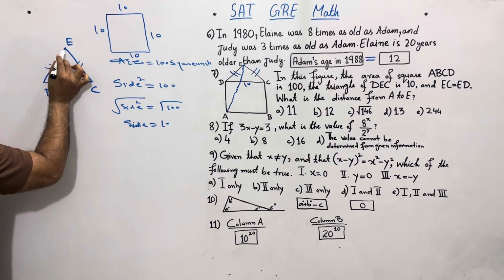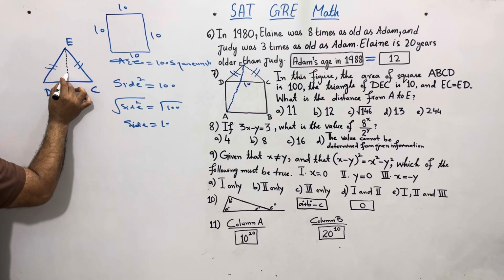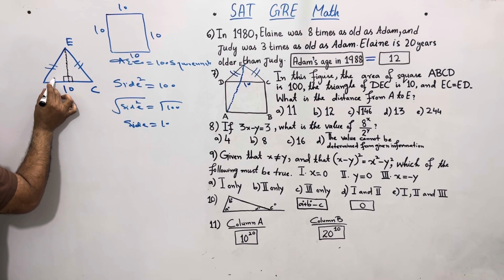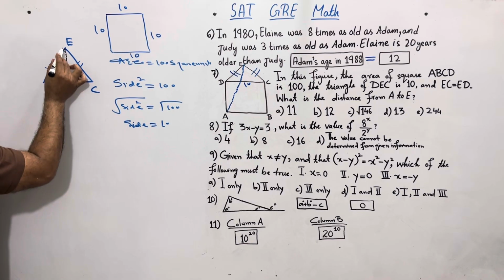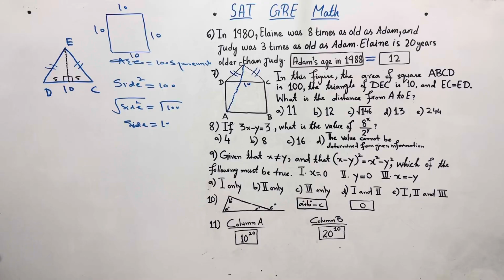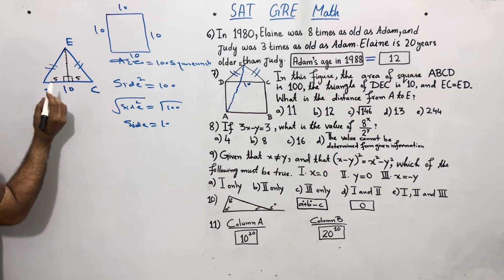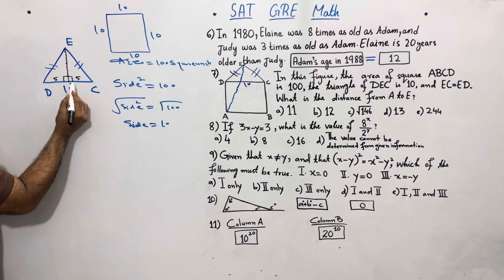If I draw a perpendicular bisector, then it is 90 degrees, having 5 units length. It is a perpendicular bisector. Let me name it F.